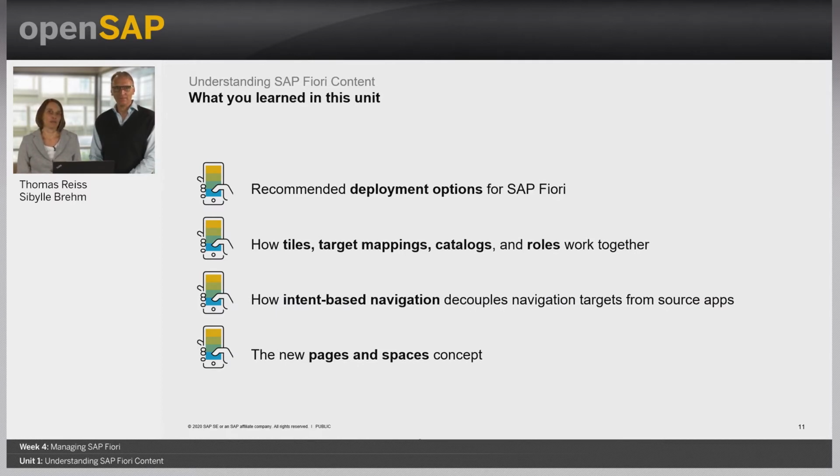Now let us quickly summarize what you learned in this course. You learned about the different deployment options and which ones are recommended for different backends and scenarios. Then we talked about different content entities that are currently available and how they work together. We took a closer look at the intent-based navigation, and finally, you learned about the new Pages and Spaces concept and how it can change the Launchpad experience.